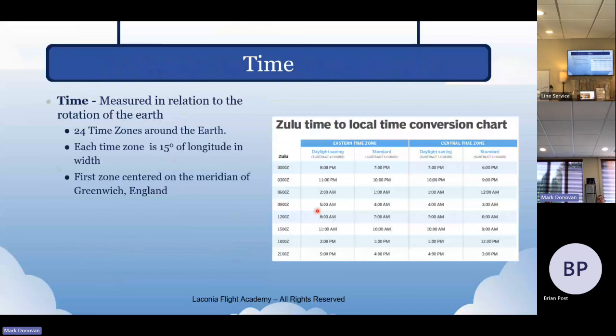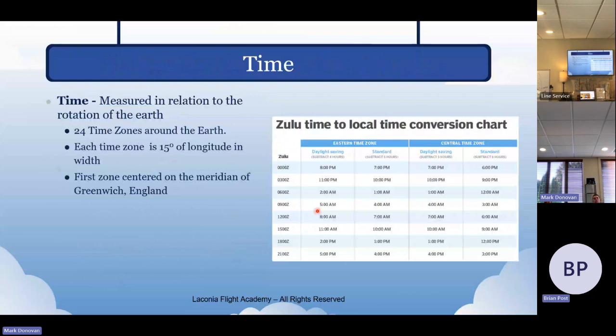Next thing we're going to talk about, time. It's measured in relationship to the rotation of the Earth. There's 24 time zones around the Earth. Each time zone is 15 degrees of longitudinal width. And the first zone is centered on the meridian at Greenwich, England. So remember that picture of the globe, and you had a longitudinal prime meridian going from the North Pole to the South Pole. Every 15 degrees represents a new time zone. 15 times 24 is 360 degrees around the Earth.